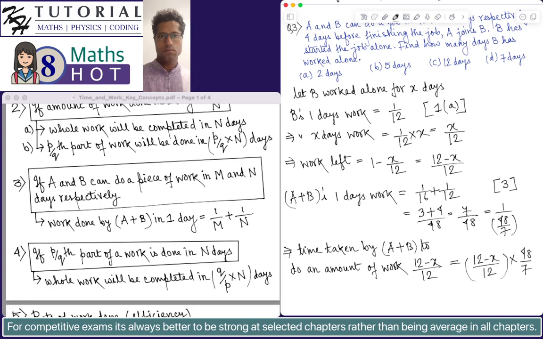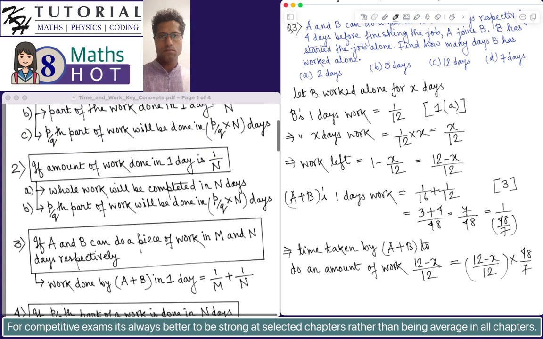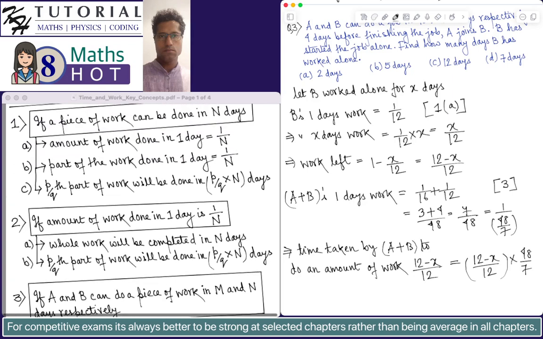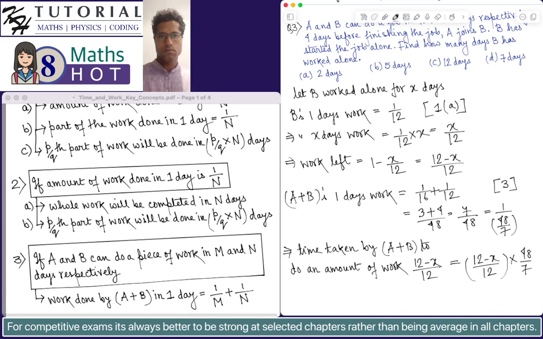This is based on the concept 2b. Concept 2b says that if an amount of work done in one day is 1 by n, then the p by qth part of the work will be done in p by q multiplied by n days.